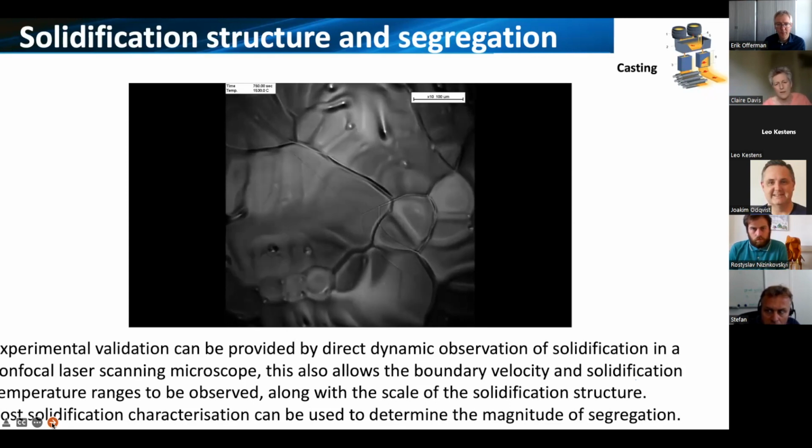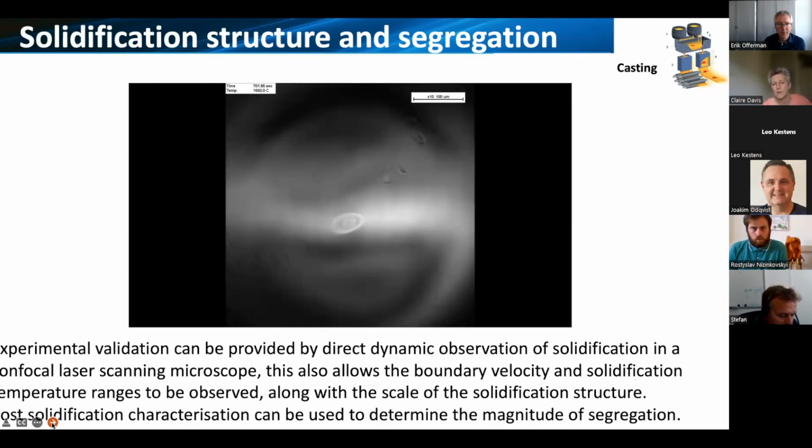And we've been very careful to make sure that we correlate the surface observations with bulk observations as well. Whenever we look at surfaces, we do have to be a little bit careful as to whether we're getting surface effects, but actually in this case, there aren't too many surface effects.